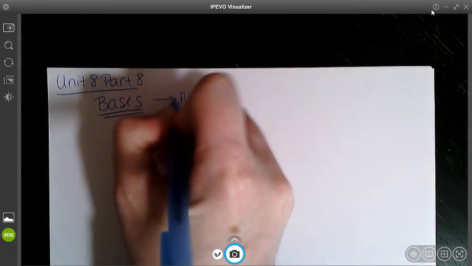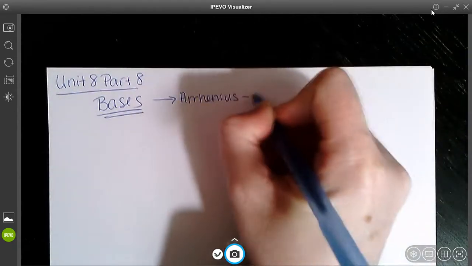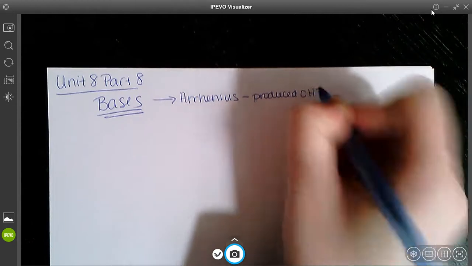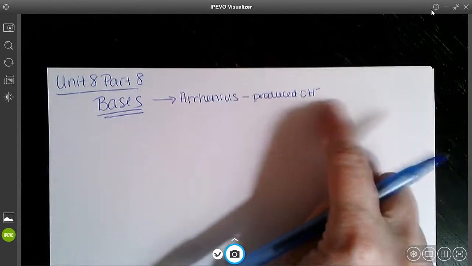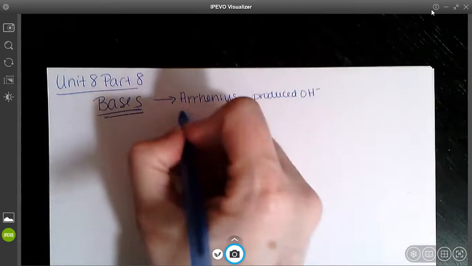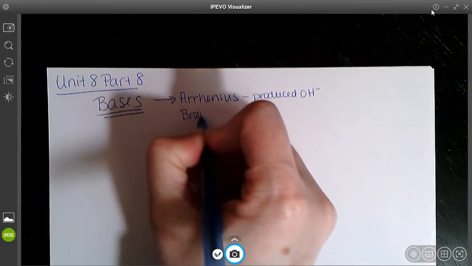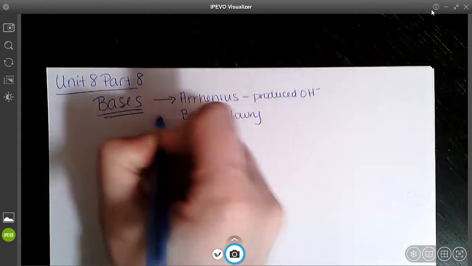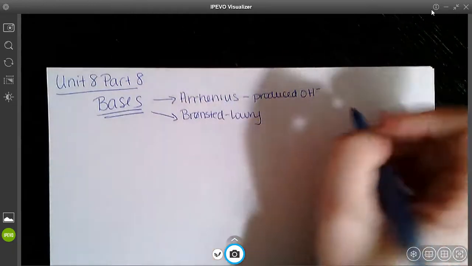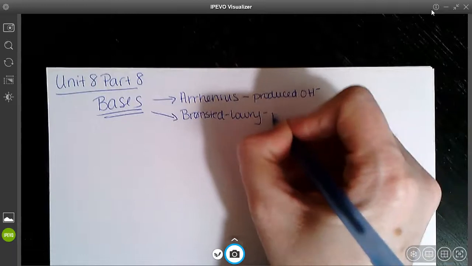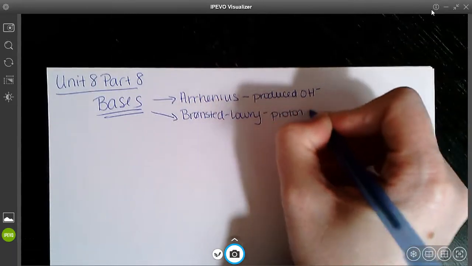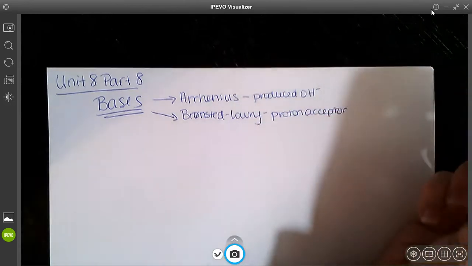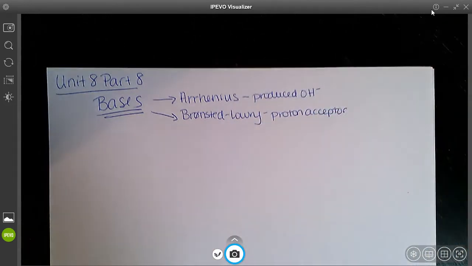So the Arrhenius definition said that it produced OH, right? It had an OH in it and it released it. And then the Bronsted-Lowry, so that was also, they had a base as well. And this one was a proton acceptor. So we're going to see some stuff that act as bases and why they do.